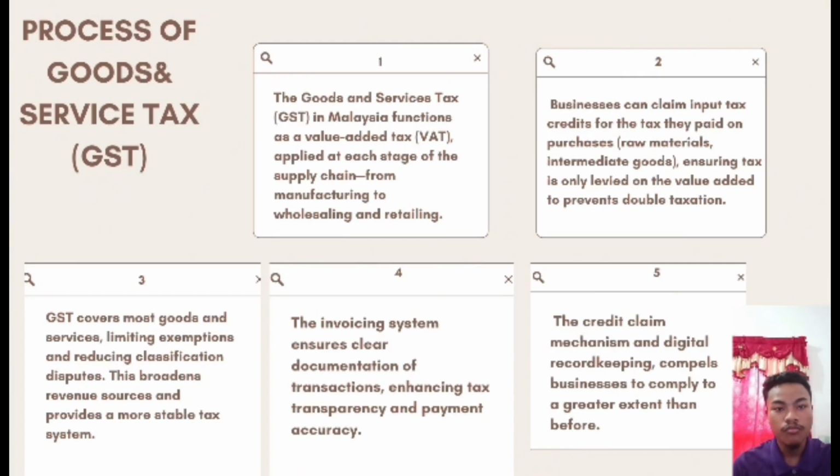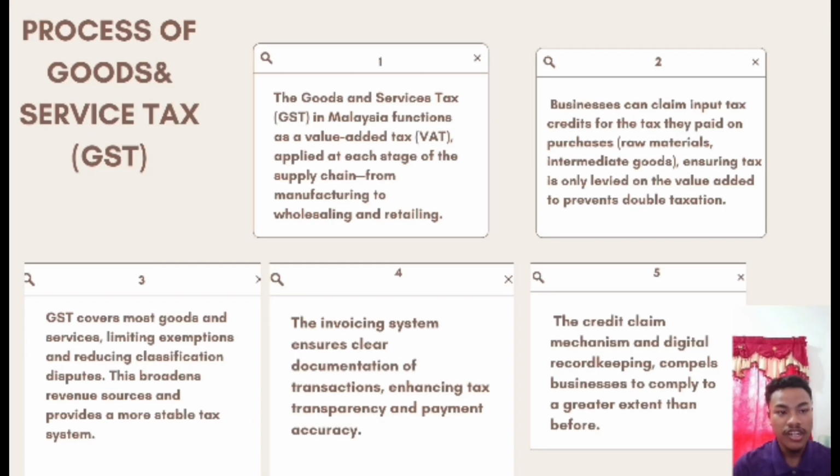Then, GST covers most goods and services, limiting exemptions and reducing classification disputes. This broadens the revenue source and provides a more stable tax system. The invoicing system ensures clear documentation of transactions, enhancing tax transparency and payment accuracy.